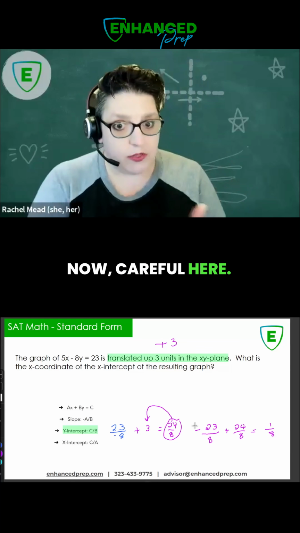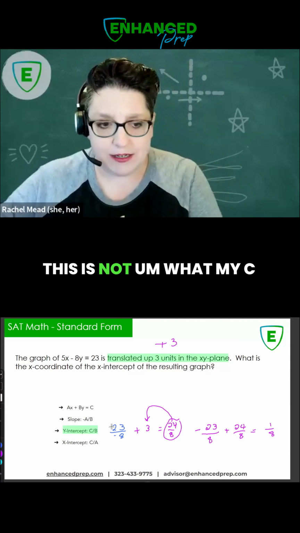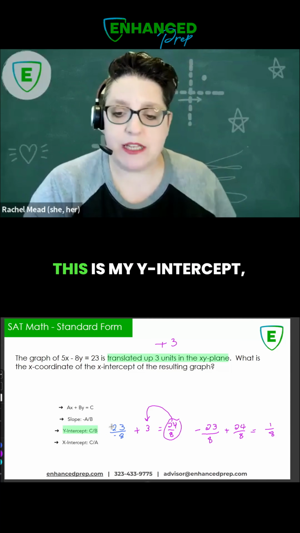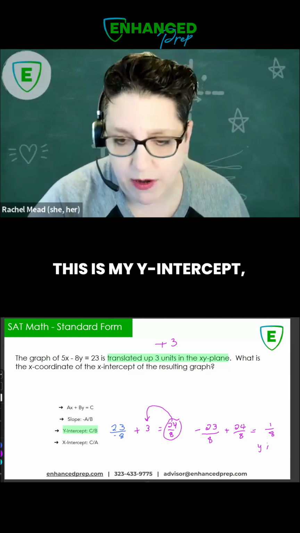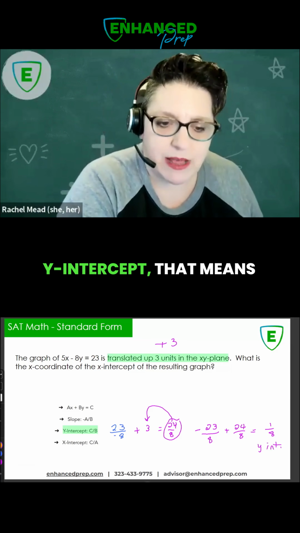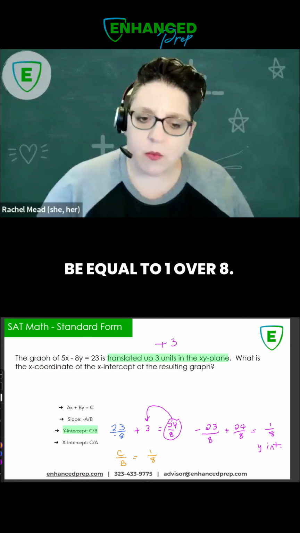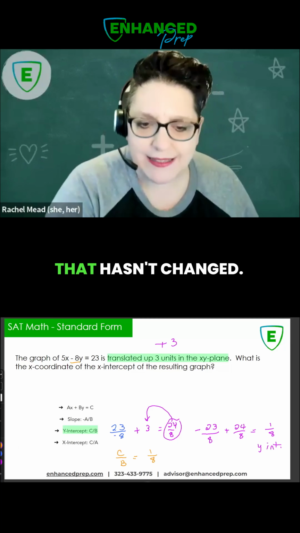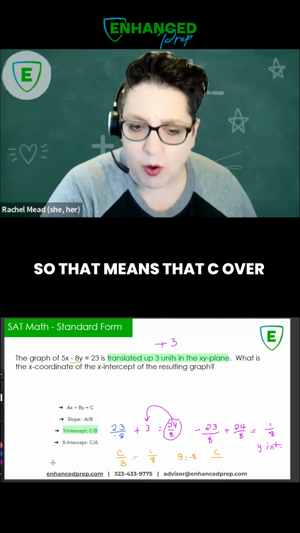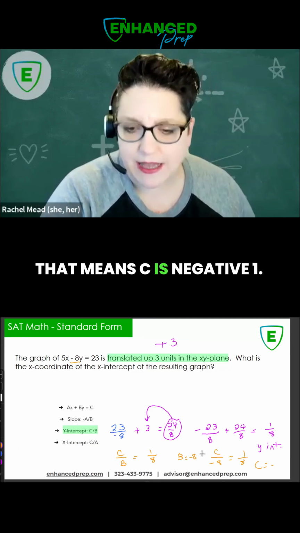Now, careful here. This is the second place that students tend to make a big mistake. This is not what my C is. I need to remember that this is my y-intercept, right? Keep track of your labels on this. Now, if that's my y-intercept, that means that C over B is going to be equal to 1 over 8. Well, I already know my B. That hasn't changed. My B is still -8. So that means that C over -8 is going to be equal to 1 over 8. That means C is -1.